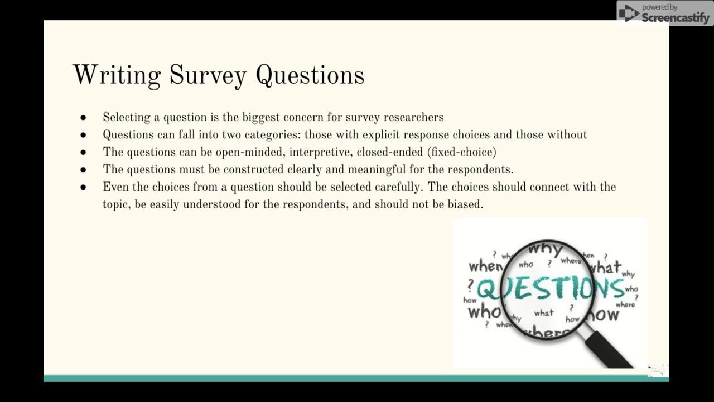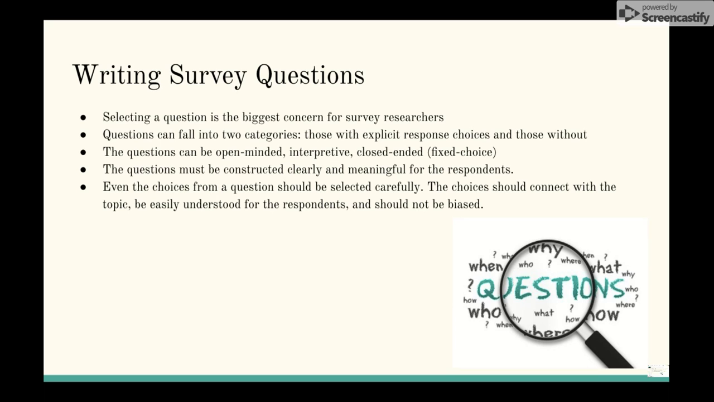If you are going to conduct your own survey, it's very important to consider these things about survey questions. Selecting the question is the biggest concern for survey researchers. It's not only about what you ask, but the way that you ask it. Questions can fall into two categories: those with clear, explicit response choices and those without. The questions can be open-ended, interpretive, or close-ended.